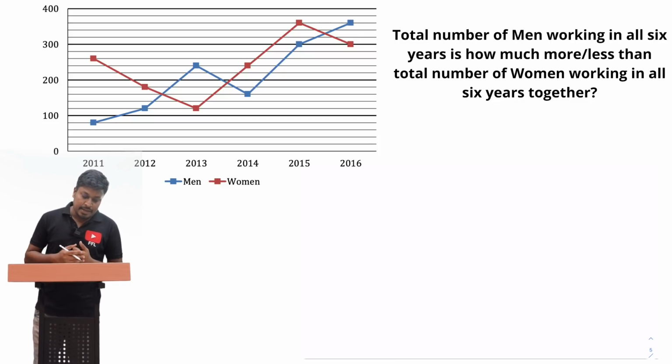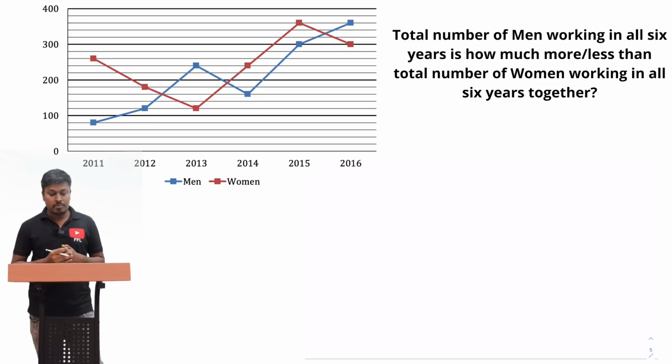Total number of men working in all 6 years is how much more or less than the total number of women working in all the 6 years? We have to find the total number of men working and the total number of women working.